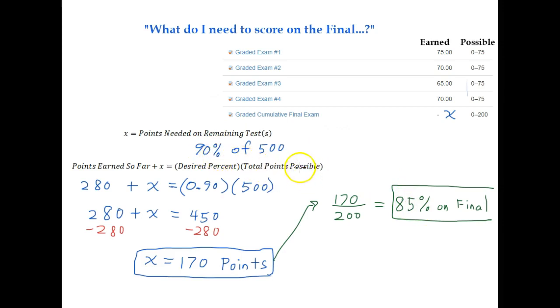Of course, you would aim for 100% on every test you take, but this is just a look at what you can do to figure out how many points you need in order to maintain or achieve a grade that you would like in the class.